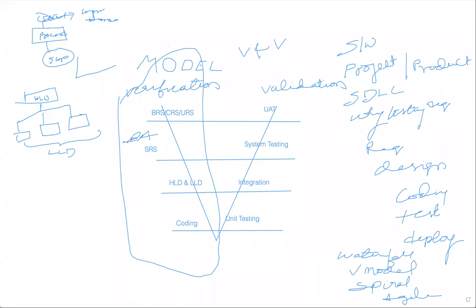Once the coding is ready, the developers will review the code, whether we are writing it as per the HLD and LLD documents or not. Once the software is ready, then the validation part will start. Before the software is ready, we do only verification. Once the software is ready, then we will do validation.